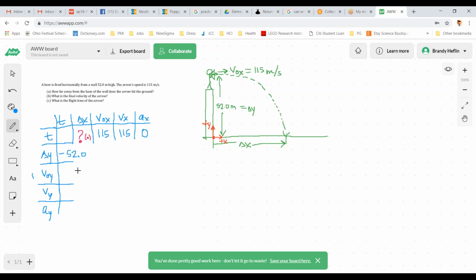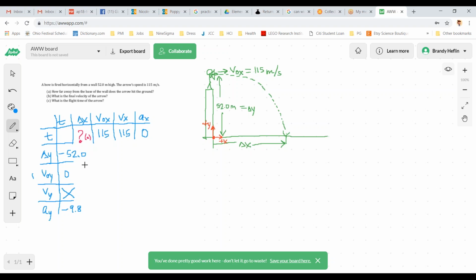Since the arrow's fired horizontally, V naught y is going to be 0. Vy, we don't need to worry about that yet. We're not given any information. We're not asked about it. So we're going to put an X in that box. And then we know that we're dealing with the acceleration due to gravity for the vertical direction. So this table is my favorite way to have students organize their information for projectile problems like this, or any two-dimensional motion problem.